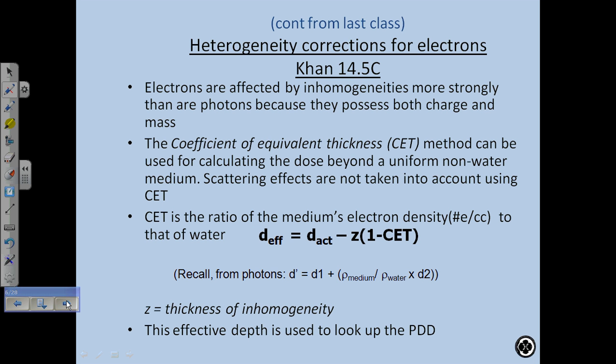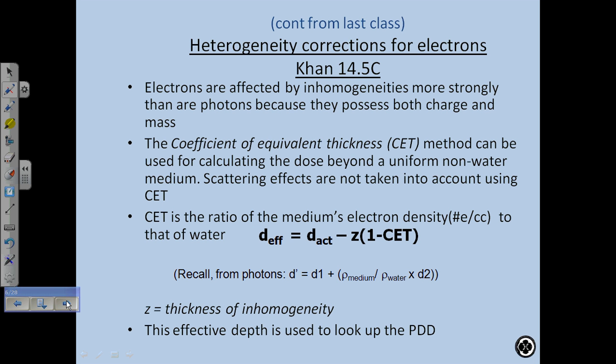Okay, so all that heterogeneity talk was for photons. Now what about electrons? Electrons are dealt with in a very similar manner. I shouldn't say it's simple, because there are simple ways of doing it and there are complicated ways of doing it. For our own heterogeneity calculations, when we're calculating monitor units and doses, there's a method called the CET method.